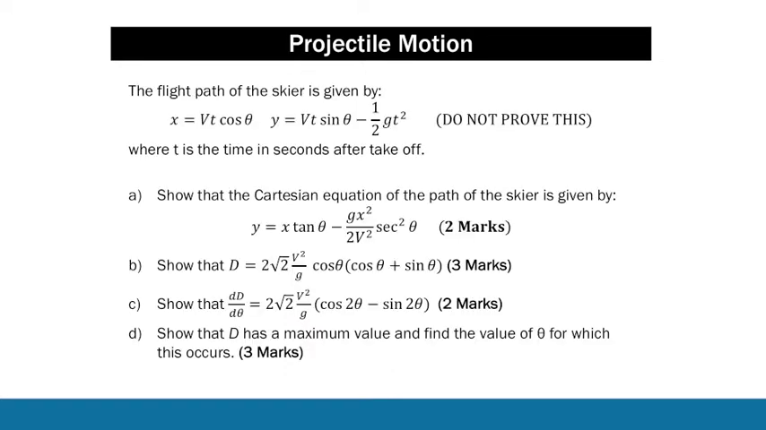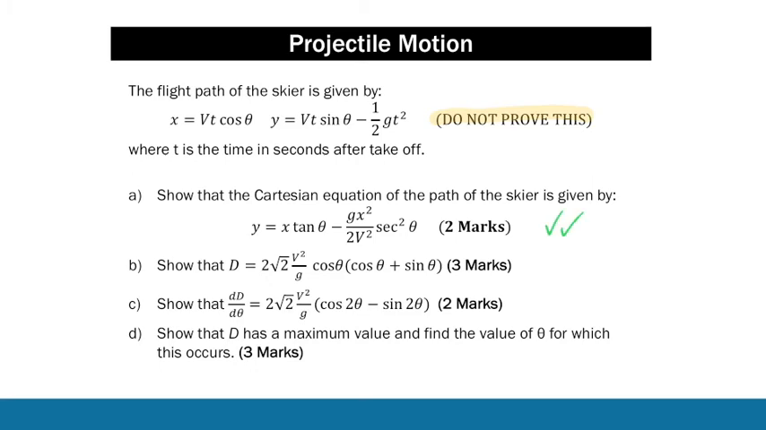What we're asked to do with this is not to prove the results. In this case, they've given us the results we're allowed to use. And it's really important that you don't waste time proving it if they've given it to you. But if they don't give it to you, you must prove it. So make sure you're aware of that difference. The first step is just to show that the Cartesian equation of the path of the skier is given by y equals x tan theta minus gx squared on 2v squared of sec squared theta. We have actually already done that, so I'm not going to do it again.